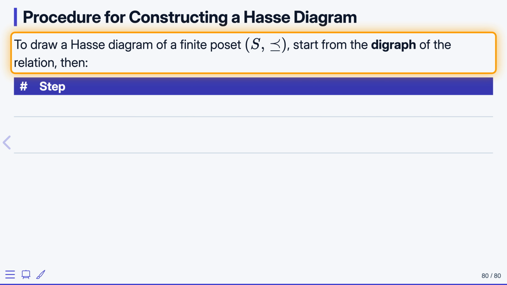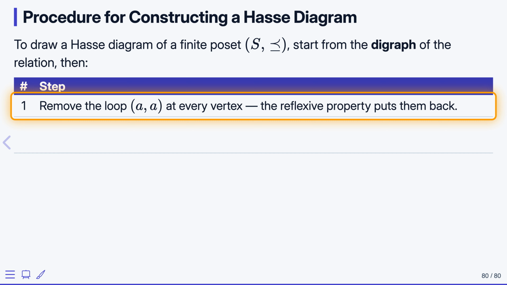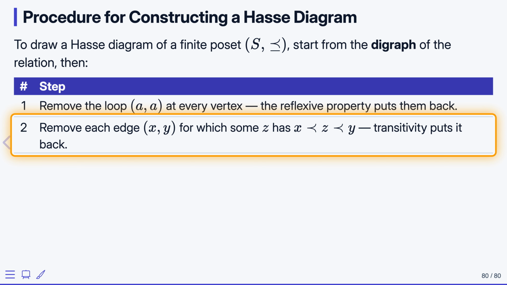Now the recipe to build a Hasse diagram. Begin with the full directed graph of the order. Then do 3 steps. Step 1. Remove the loops. Every vertex has one from the reflexive rule, so nothing is lost by erasing them all. Step 2. Remove the transitive edges. If there is an element z sitting strictly between x and y, then the edge from x to y is forced by transitivity. Erase it.